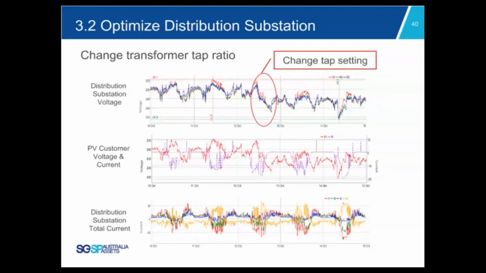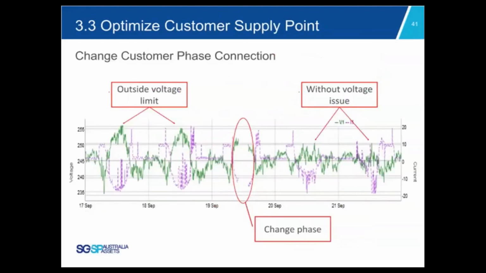So this evidence can be used to make the decision of tapping the transformer tap ratio down. After the transformer ratio was changed, the hosting capacity of the individual PV customer in the substation has been improved. And you can see compared to before and after, as well as the total distribution substation, that's around 30% more capacity.